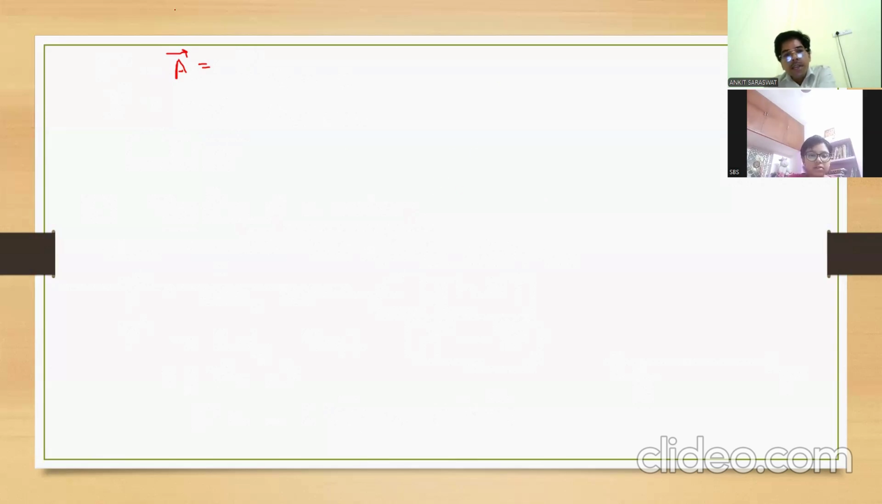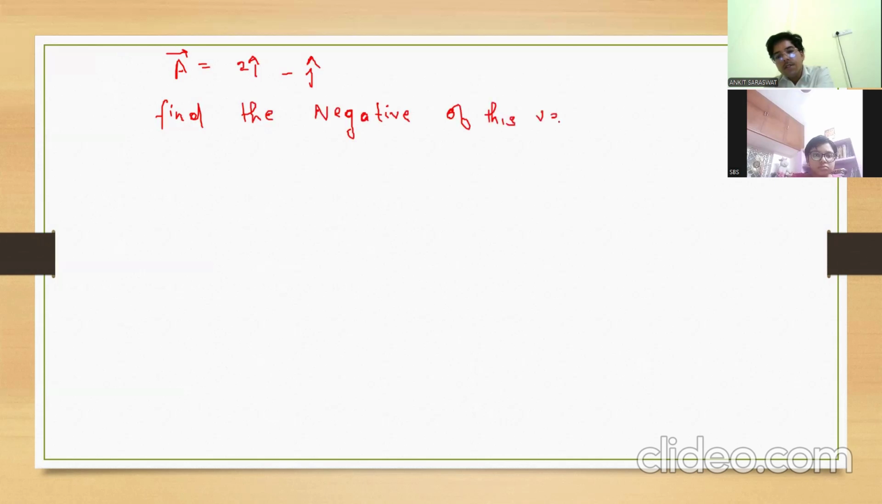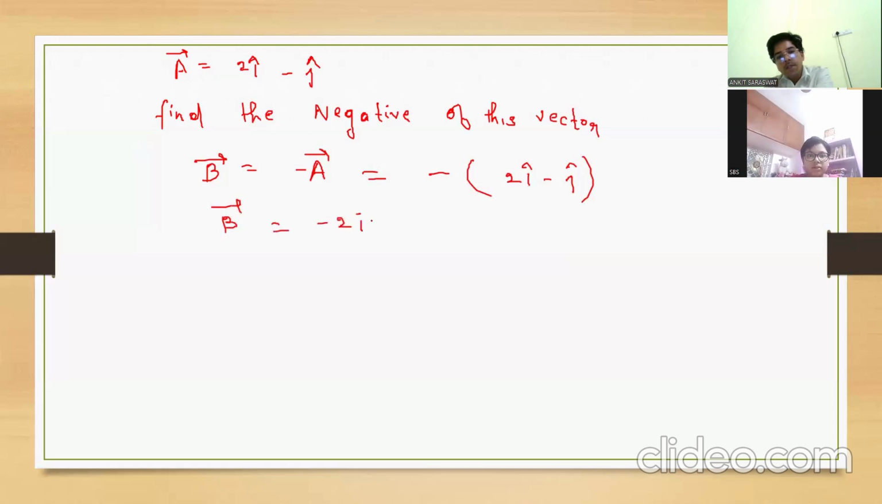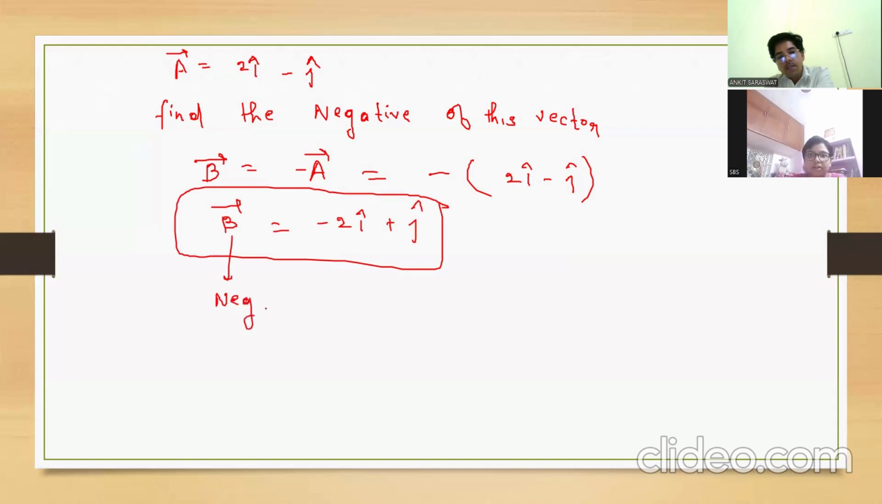So my question is, for example, A vector is 2i cap minus j cap. If somebody is asking, find the negative of this vector, then what will you do? That will be B vector. Negative of this vector will be minus of A vector, that is minus of 2i minus j. So how will you write? Minus 2i cap plus j cap. So B vector is the negative vector.